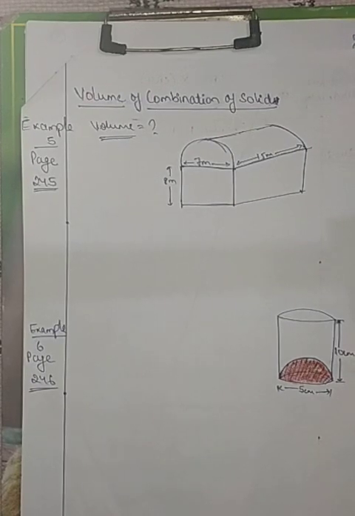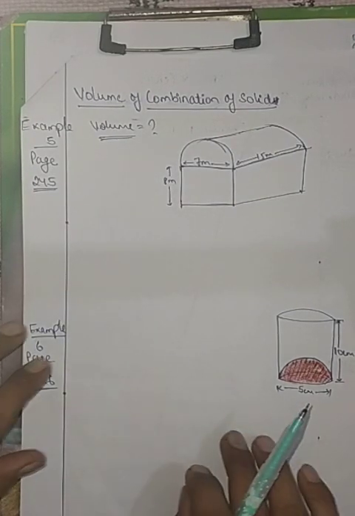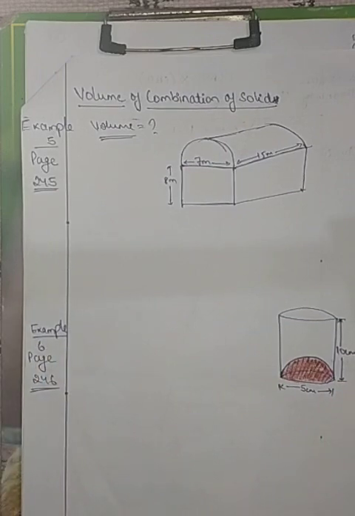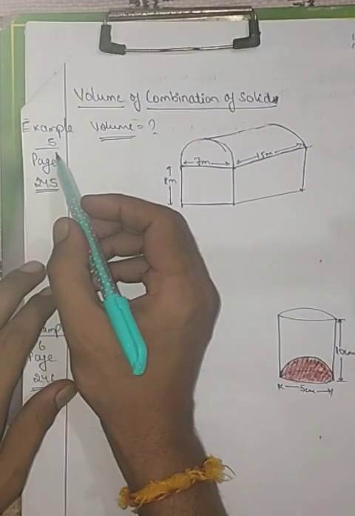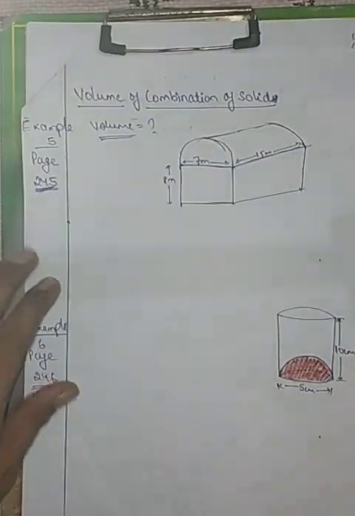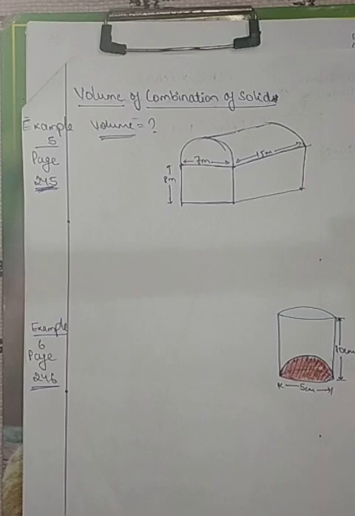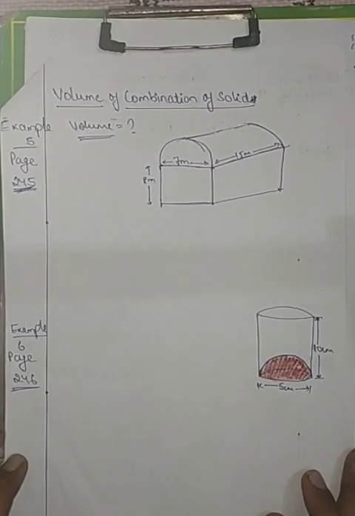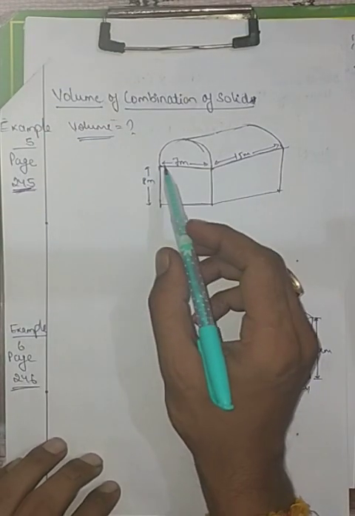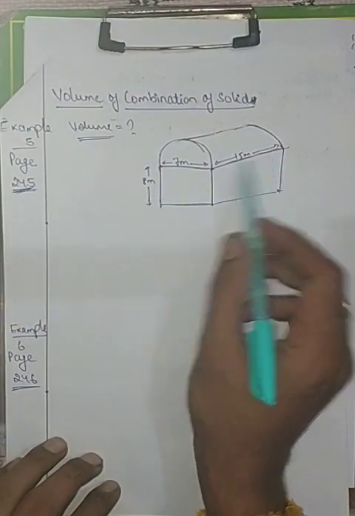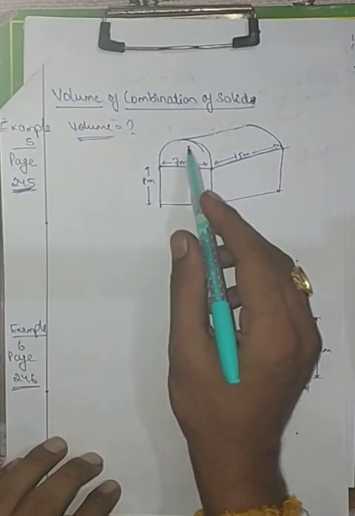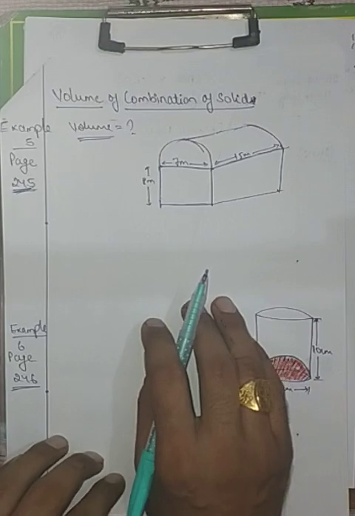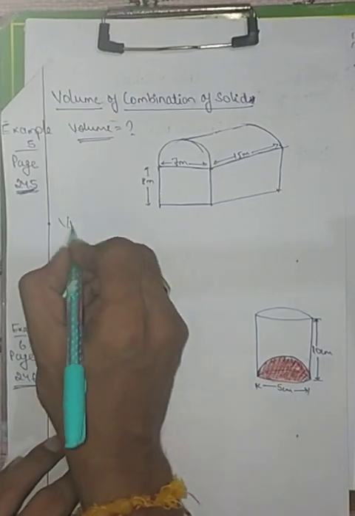Now the next topic of our syllabus is volume of combination of solids. The first question based on this that we are going to discuss here is example 5, page number 245, but only the volume part of this example. What they are saying in the example: a godown in the shape of a cuboid at the base and the top is a half cylinder. We have to find the volume.